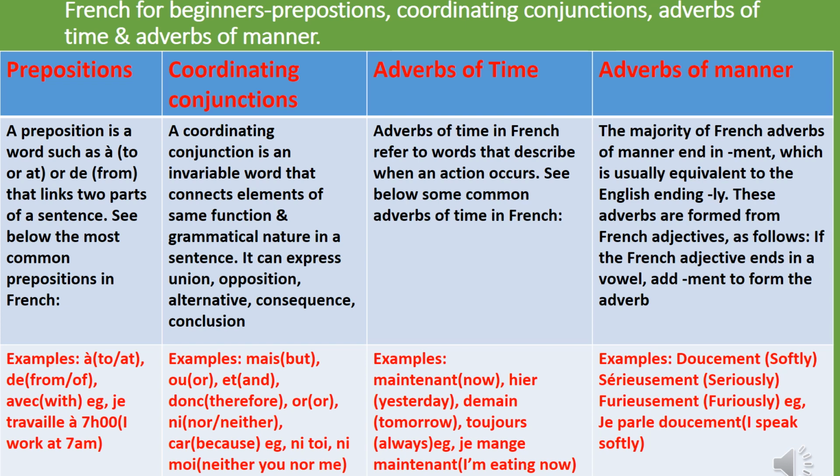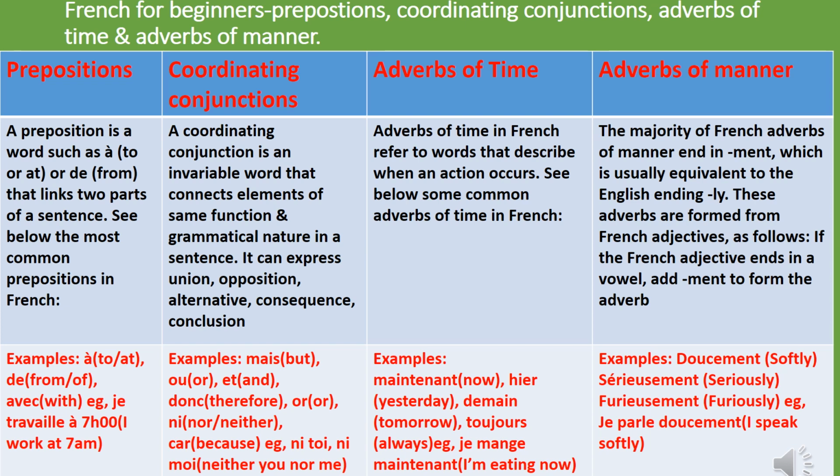Prepositions. A preposition is a word such as à, with an accent on top. That accent is the grave accent, because you have two accents, which are acute and grave. You have seen in lesson 1 we dealt with the accents. So if you have not understood about the accents, you go to lesson 1 and you can see the accents that you'll find in French.